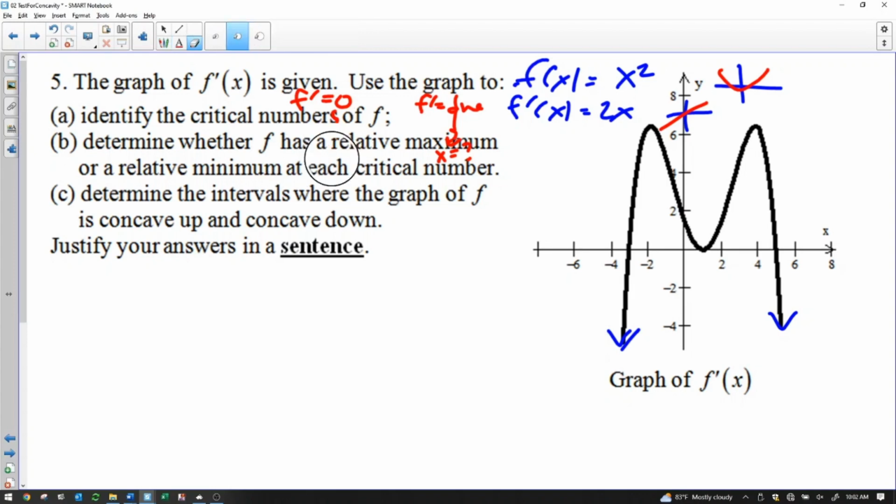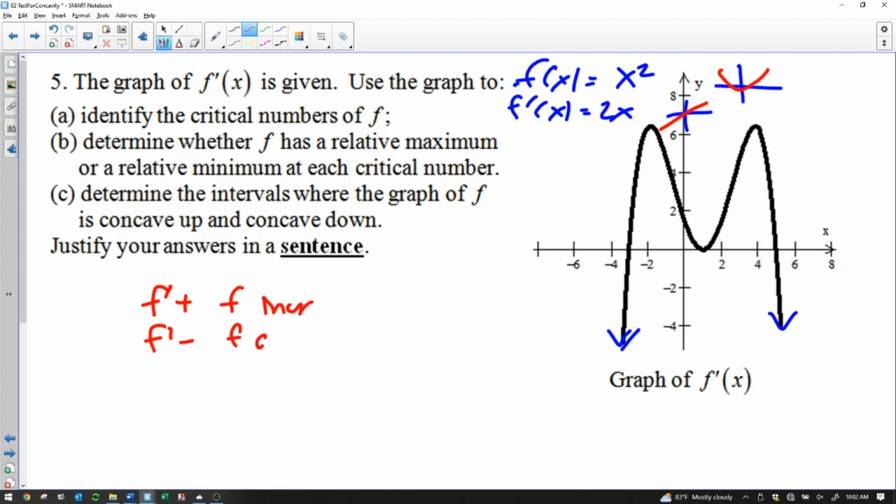All right, let's answer the second question. The second question is, where does f have a relative max or a min? But remember, when f prime is positive, f is increasing. When f prime is negative, f is decreasing. And you have a relative max on f when f prime changes from positive to negative. And you have a relative min on f when f prime changes from negative to positive. Your picture is f prime. Is everybody good with that?